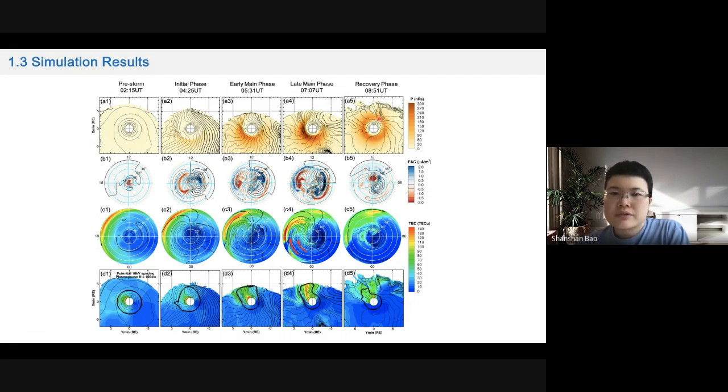Lastly, it's the recovery phase. The partial ring current becomes a full circular ring current, and the double cell pattern has collapsed. For the TEC plume, you can see the two channels merged into one and cut the plume, leaving it with some polar cap patches. For the plasmasphere, a lot of plasma content was lost through the dayside. So when the corotation is dominant, you can see the size of the plasmasphere shrinks a lot because it has lost a lot of content through the dayside.